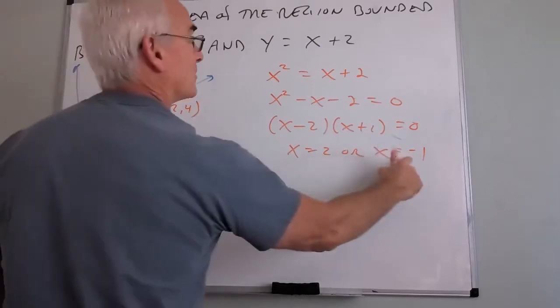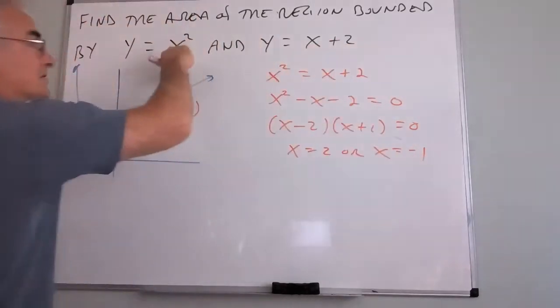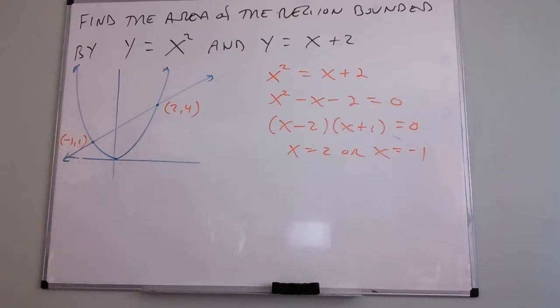If x is negative 1, then y is negative 1 plus 2, or positive 1. Y is the square of negative 1, which is positive 1. Good, so I got that one right. So that's negative 1 comma 1. So I want the area between these.